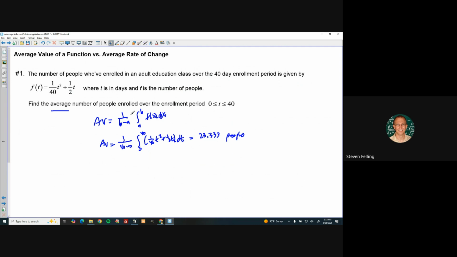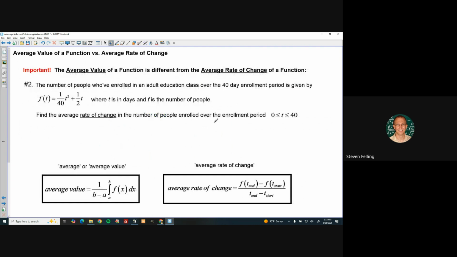Just use an integral to sum up, find the average divided by the width of the interval. Okay, now this is really important. The average value of a function is different from the average rate of change of a function. If we had the same setup, but we asked for the average rate of change in the number of people, well, the average rate of change is a rate. And that means it's like an average derivative.